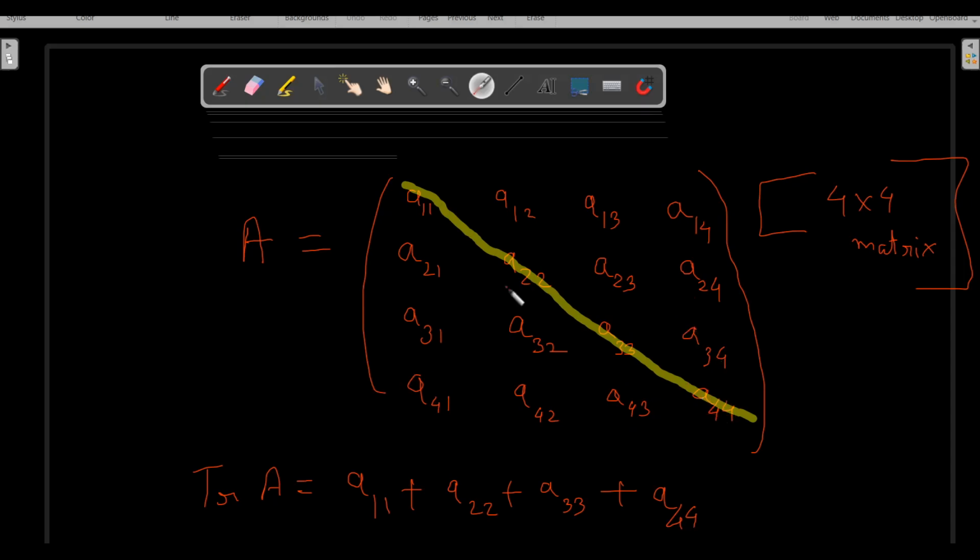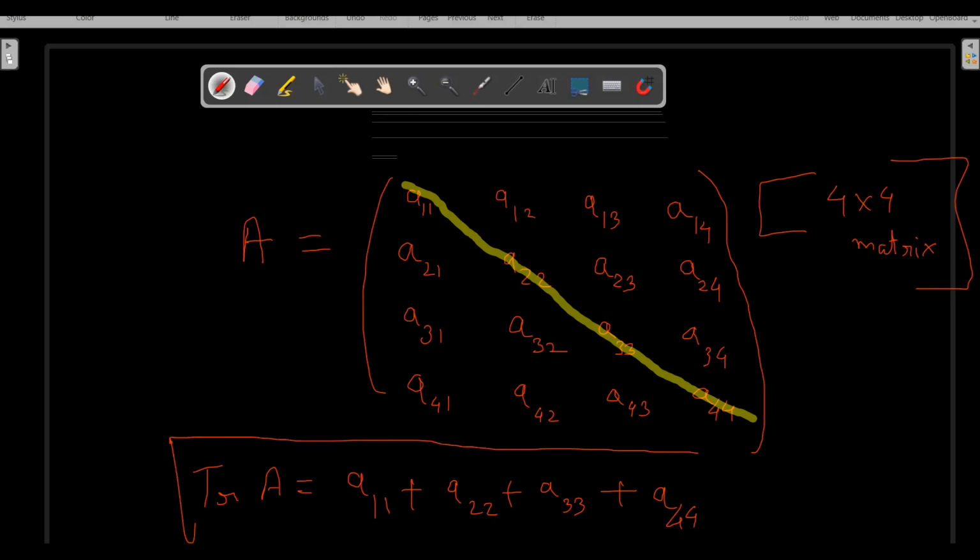So these are the elements, and we want to find out the trace of this particular matrix. The trace will be the sum of diagonal elements. What are the diagonal elements? This A11 is a diagonal element, this A22 is also a diagonal element, this A33 is also a diagonal element, and this A44 is also a diagonal element. So let us have the sum of these 4 elements, and that will be equal to the trace of A.